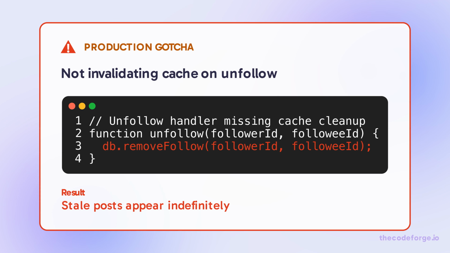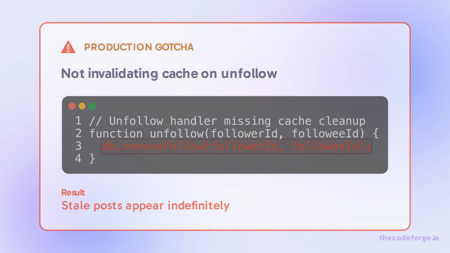When a user unfollows someone, you must delete that user's posts from the follower's feed cache. If you forget, stale posts appear in feeds indefinitely. Do this asynchronously with a background job.